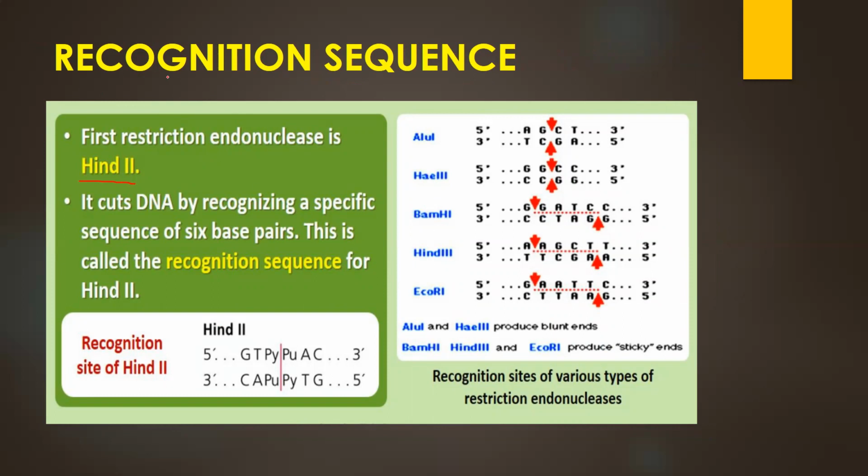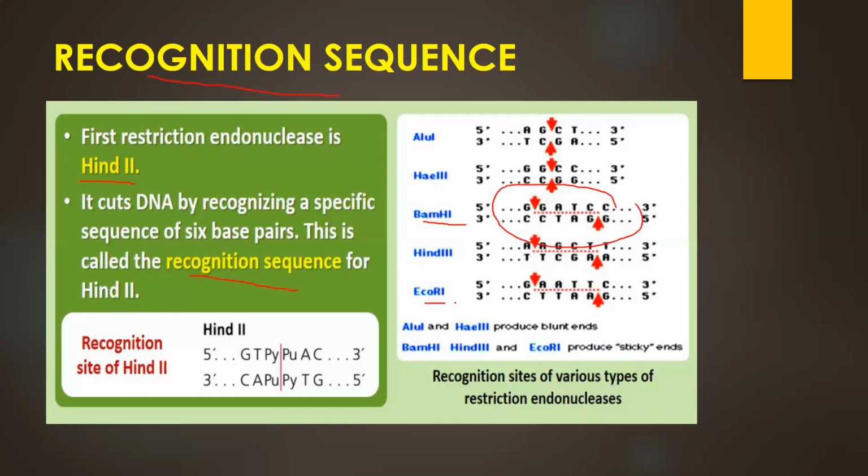Now, there is a term known as recognition sequence. Let us understand what it means. See, children, a restriction enzyme cuts the DNA molecule at a particular site. It's not that it will cut anywhere. So it cuts the DNA molecule at a particular point by recognizing a specific sequence of 6 base pairs. You can see these are the sequences which the BamHI restriction enzyme will recognize. So this is the recognition sequence.